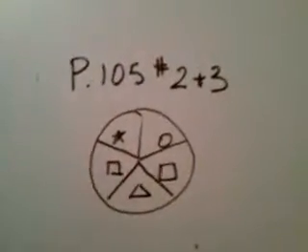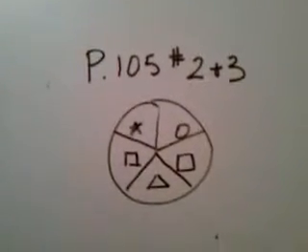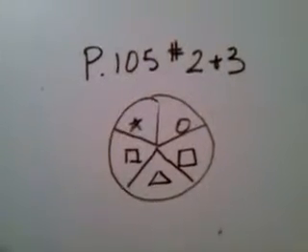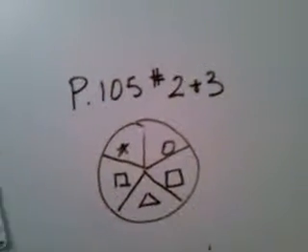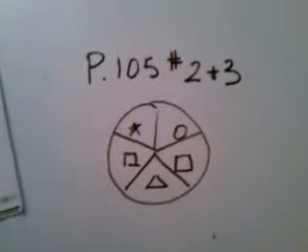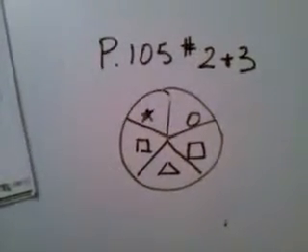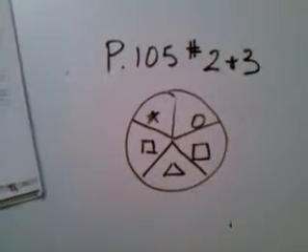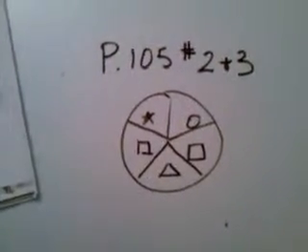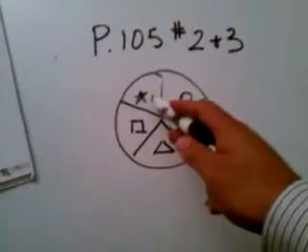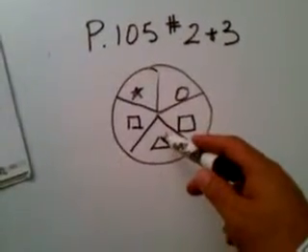Okay. Our next problems are going to be on page 105, numbers 2 and 3. Looking at the problem, it says use the spinner right here to answer questions 2 and 3. Neela spins a spinner. What is the probability it will stop on either a star or a triangle?